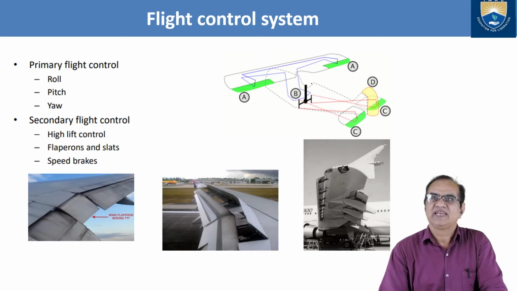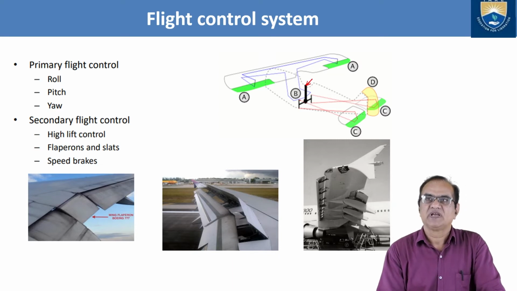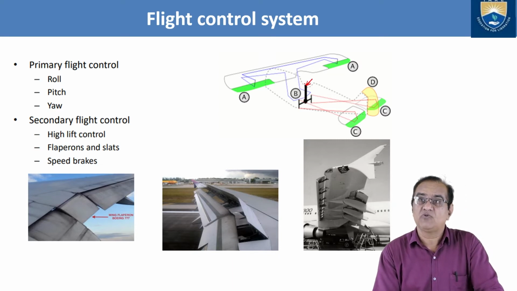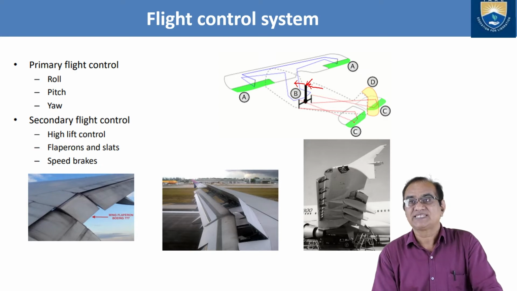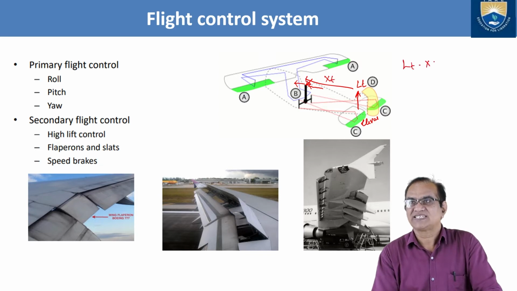You can see here, this is the stick, used by the pilot, and I told you if you want nose down, this stick has to go in this direction. The pilot has to push like this. So what will happen? These elevators will go down and a net lift will be acting. This lift of the tail into this CG. Assume this is the CG. So this is XT. So this LT into XT, this much moment will act in this direction.